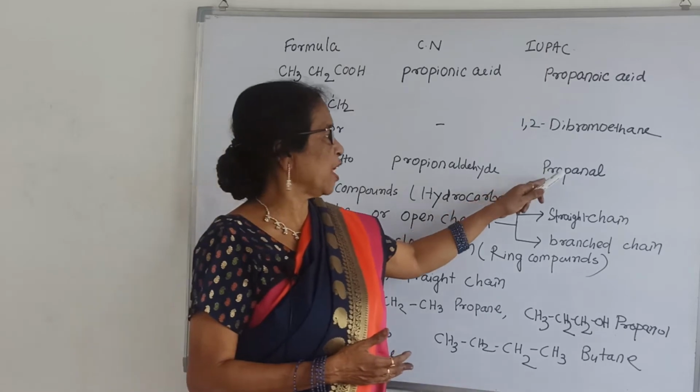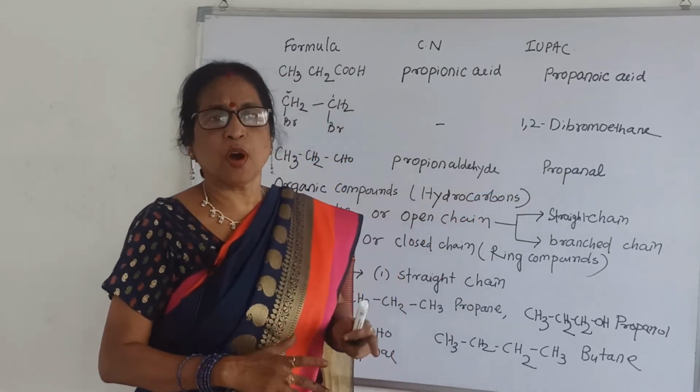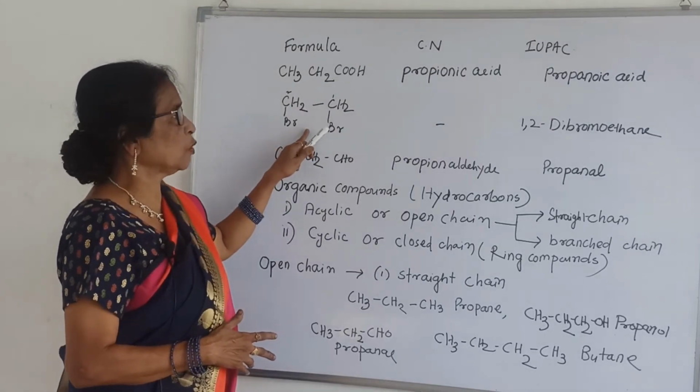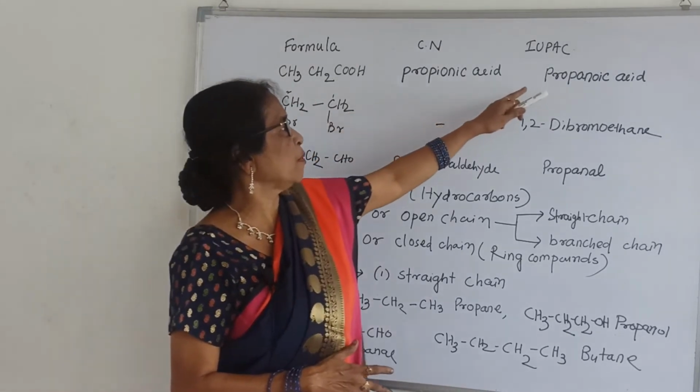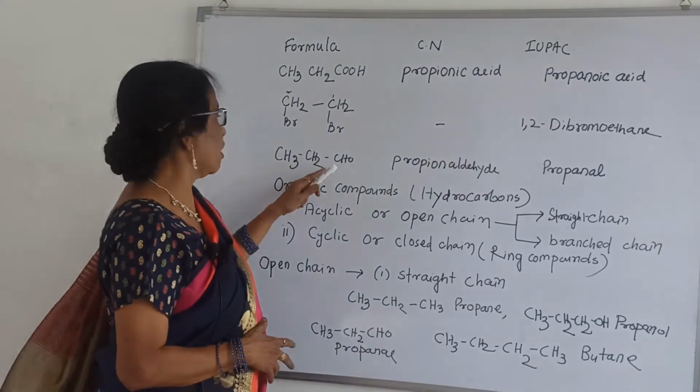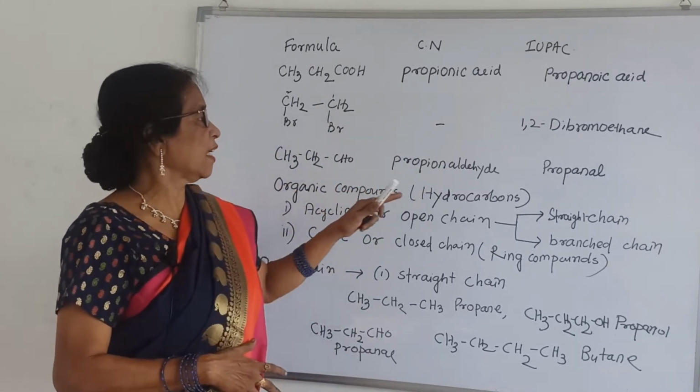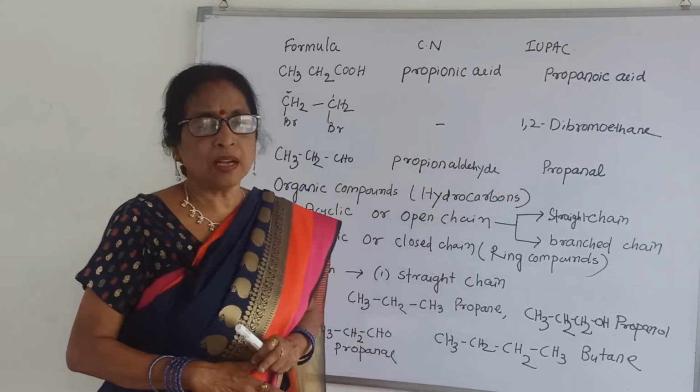And what is the IUPAC name? Propanal. Again see, this is propionic acid, where the IUPAC name is propanoic acid, and here the common name is propionaldehyde because 3 carbon, and here the IUPAC name is propanal.